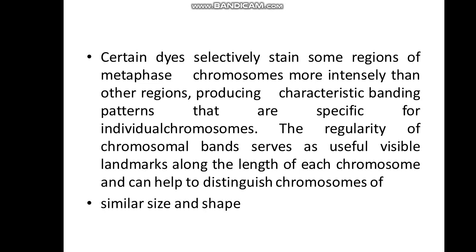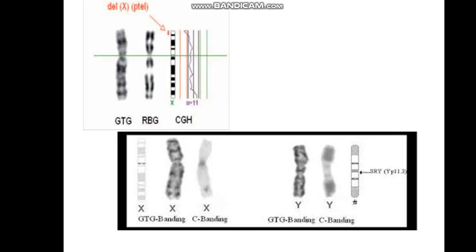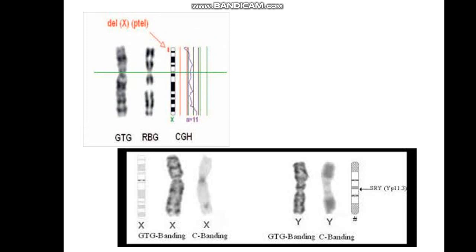This regularity of the chromosomal bands serves as useful visible landmarks along the length of each chromosome, and it can help to distinguish chromosomes of similar size and shape. These are two photographs showing banding techniques in chromosomes. Here you can see dark as well as light regions in the chromosome. These can be called bands.